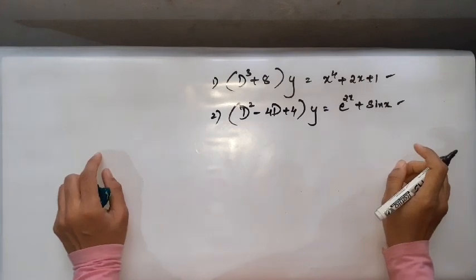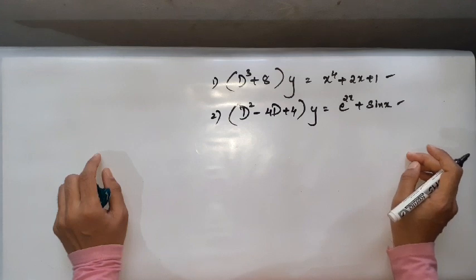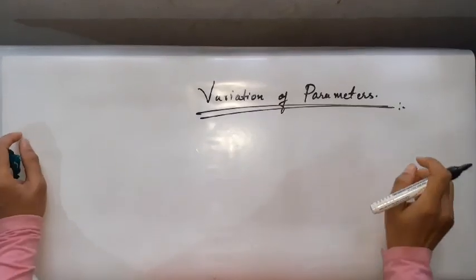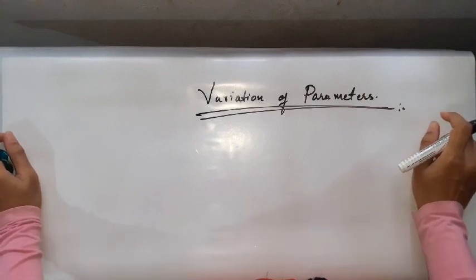Now we'll start with another type of solution, which is called variation of parameters. Again we'll be working with second order linear differential equations over there. I'll let you know what variation of parameters is and what method you should follow to get the solution. So let's start with another method of solving a non-homogeneous differential equation. That method is called variation of parameters. Now let us understand what method it is and to what type of equations it is applicable.